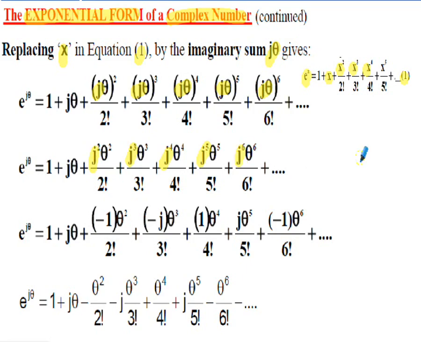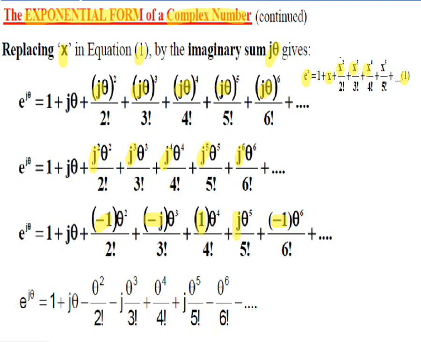Now, from a previous presentation we had on the powers of j, we noticed that j squared can be written as negative 1. J cubed can be written as negative j. J to the 4 is actually unity, or 1. And then the pattern repeats itself. So j to the 5 is actually j, j to the 6 is negative 1, and so the pattern goes on.